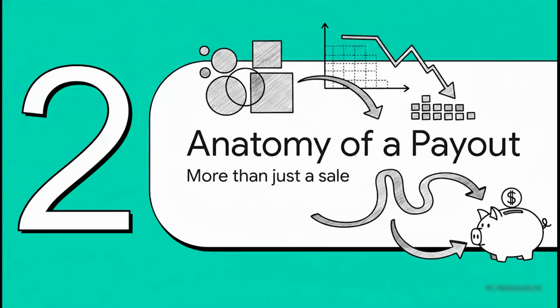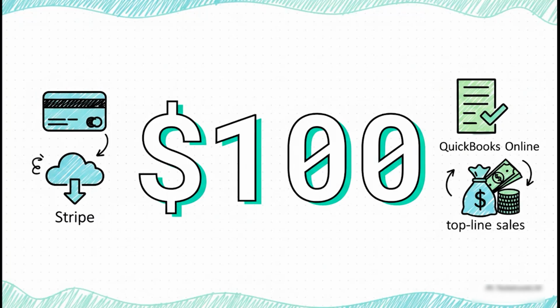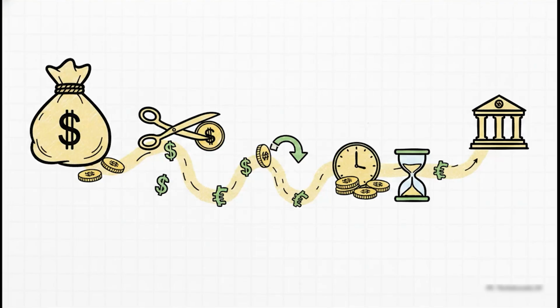Moving on to section 2, anatomy of a Stripe payout. To understand why this mismatch is actually totally normal, we've got to look at what makes up that final transfer. So let's say a customer pays exactly $100 for an order. At first glance, you see $100 in top-line sales. But here's the catch. That $100 shrinks before it ever actually hits your bank account.